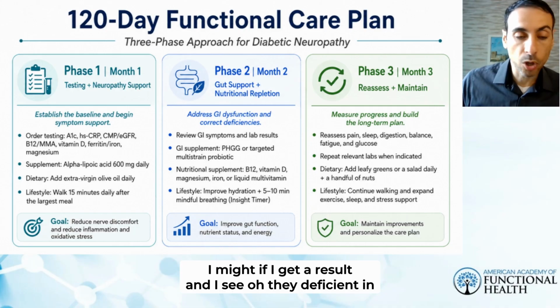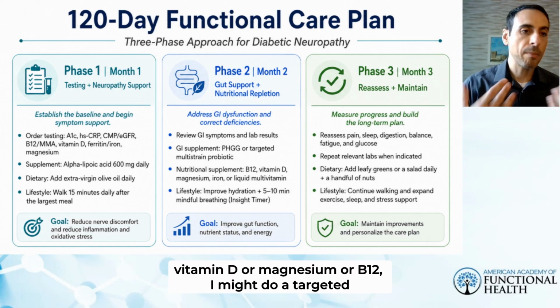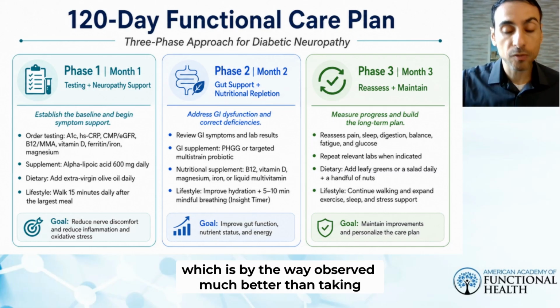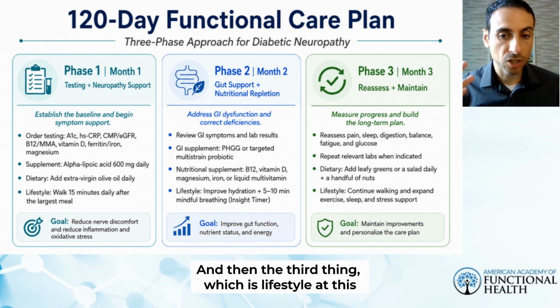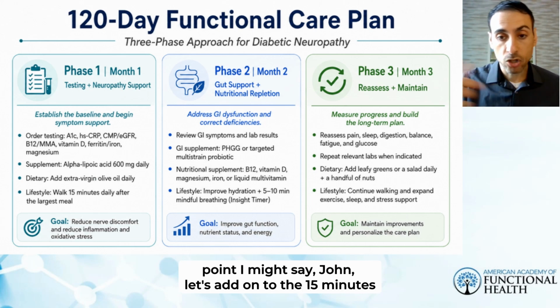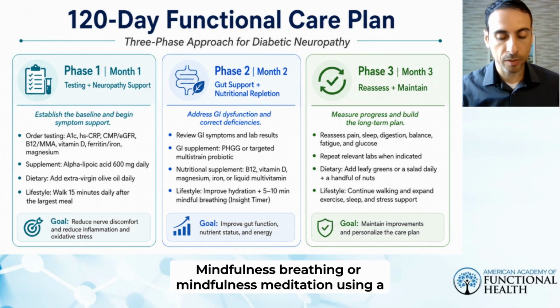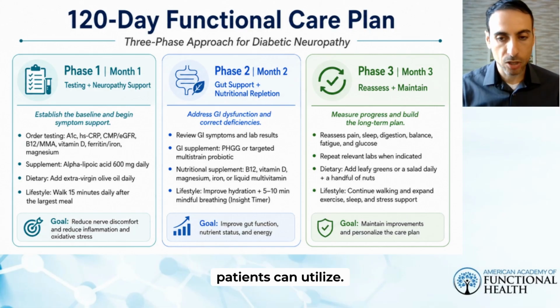If I get a result and I see they're deficient in vitamin D or magnesium or B12, I might do a targeted supplementation, or I might recommend a liquid multivitamin, which is, by the way, absorbed much better than taking vitamins in pills. And then the third thing, which is lifestyle, at this point, I might say, John, let's add on to the 15 minute a day walk. Let's improve our hydration, or maybe 5 to 10 minutes of mindfulness breathing or mindfulness meditation using a phone app. For example, Insight Timer is a free app that our patients can utilize.